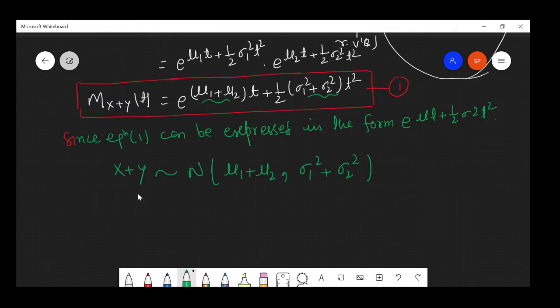We can say that X plus Y is normally distributed with parameters mu 1 plus mu 2 comma sigma 1 square plus sigma 2 square. And also we can say that the sum of two independent normal variates is also a normal variate with parameters mu 1 plus mu 2 and sigma 1 square plus sigma 2 square. We take this as equation number 2.